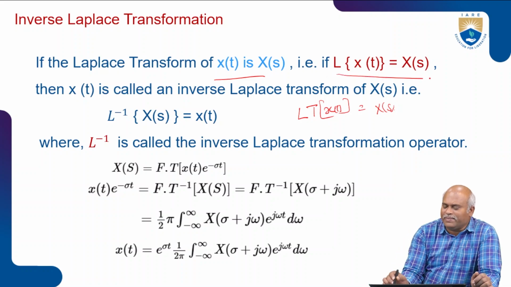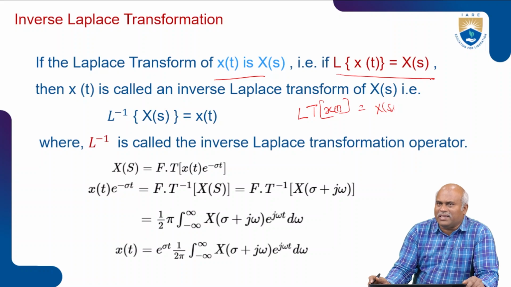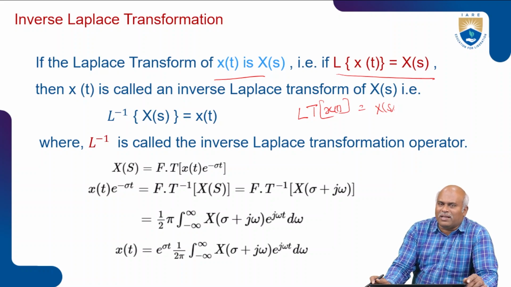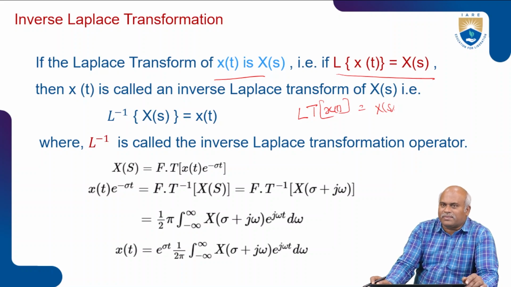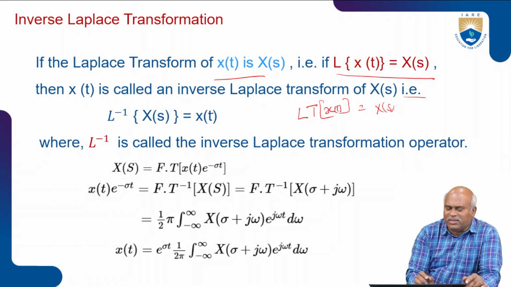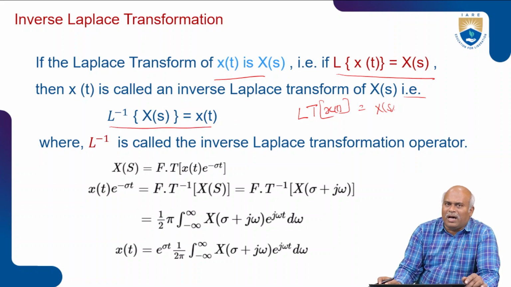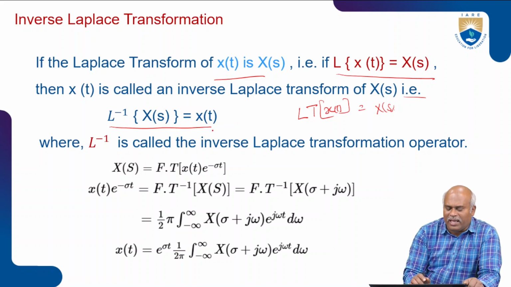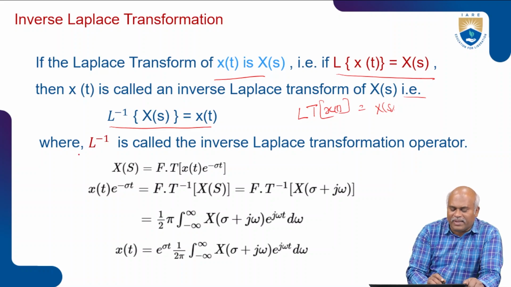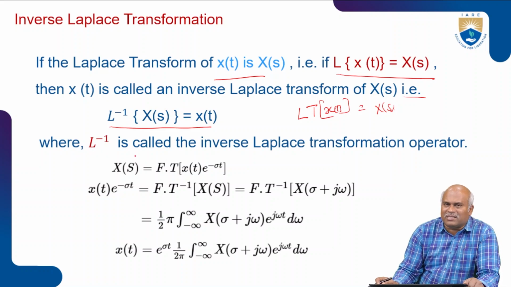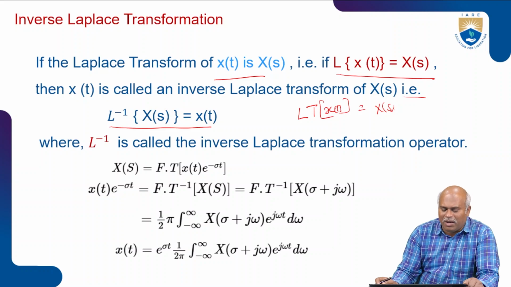Here I mention the Laplace transform of x(t) is equal to X(s). Then x(t) is called the inverse Laplace transform of X(s). Mathematically, I should write the inverse Laplace transform, L inverse, of X(s) equal to x(t). L inverse is called the inverse Laplace transform operation.